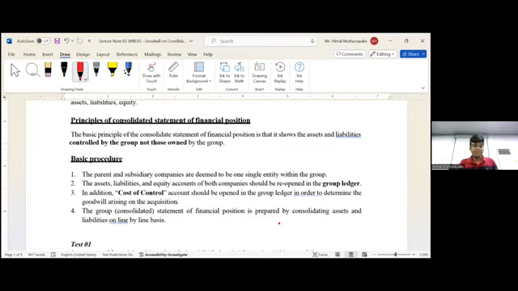But when it comes to the consolidated financial statements, we are preparing the consolidated statement of financial position, and it shows the assets and liabilities controlled by the group but not owned by the group.